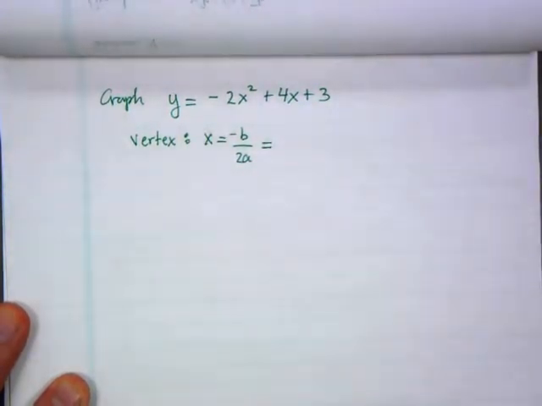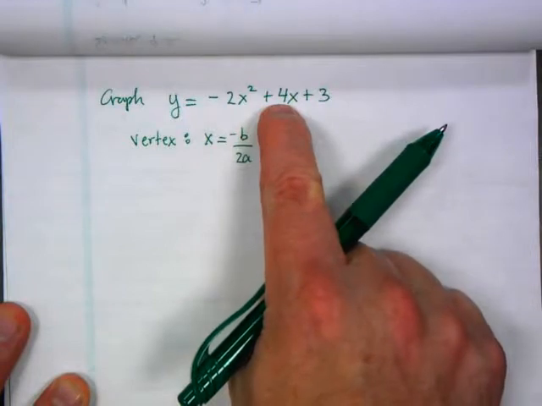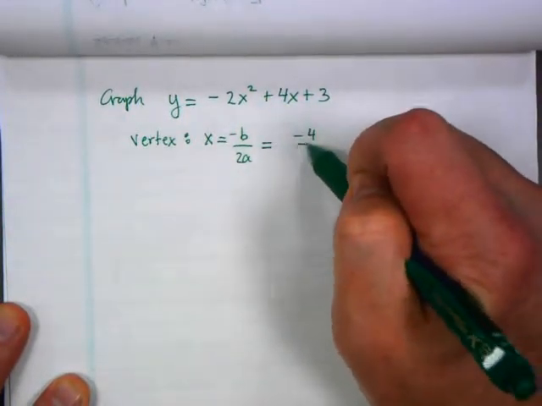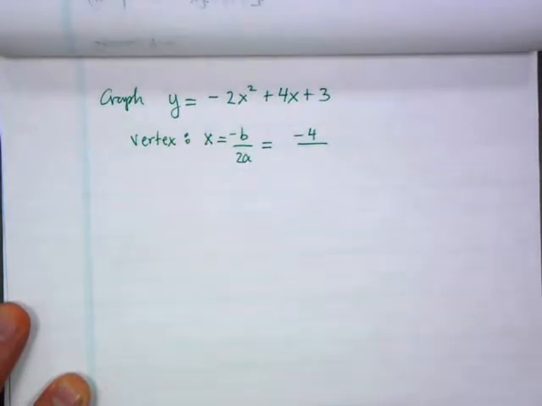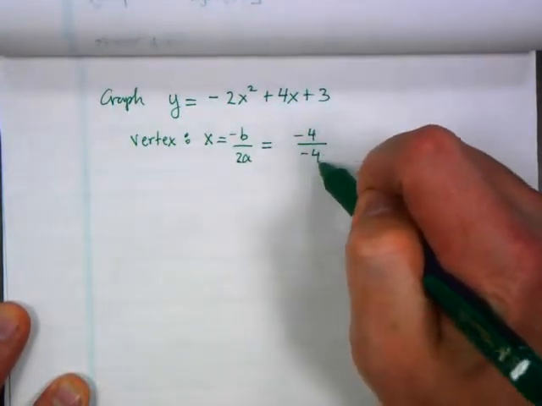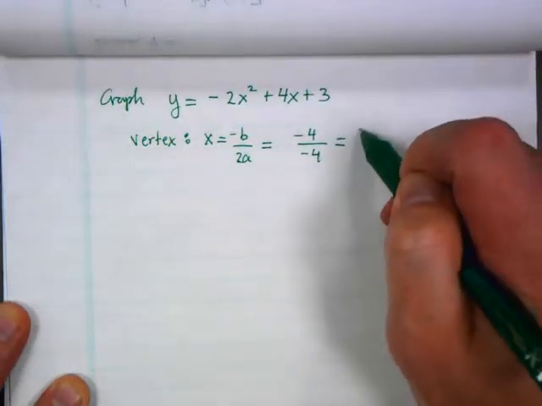In this case, what's negative b? B is the number 4, so negative b will be negative 4, divided by, what's the a number? Negative 2. What's 2 times negative 2? Negative 4. And negative 4 divided by negative 4 is 1.